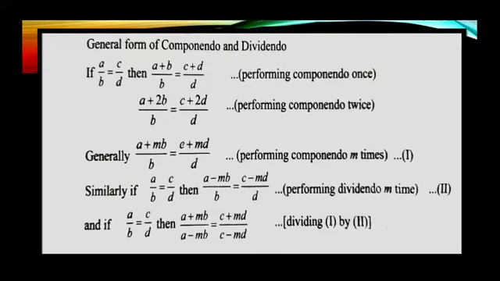Similarly, if A upon B is equal to C upon D, then A minus MB upon B is equal to C minus MD upon D. Now, we are performing dividendo M times. Let's give this equation 2 and previous one as equation 1. Now, we are dividing equation 1 by 2. Then we get A plus MB upon A minus MB is equal to C plus MD upon C minus MD.